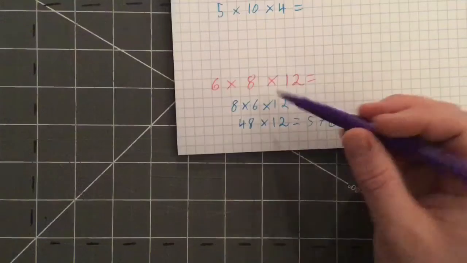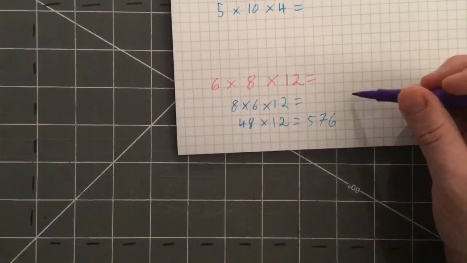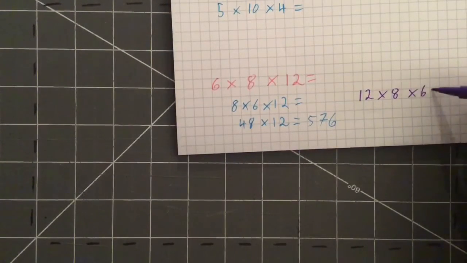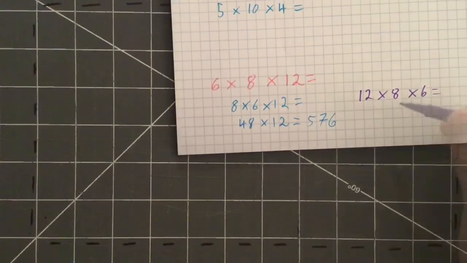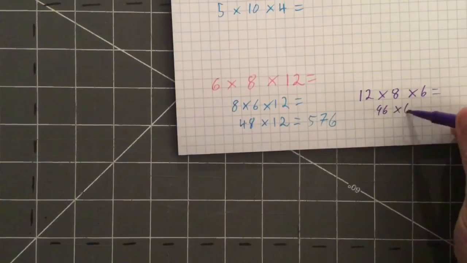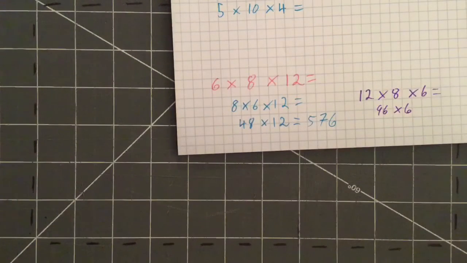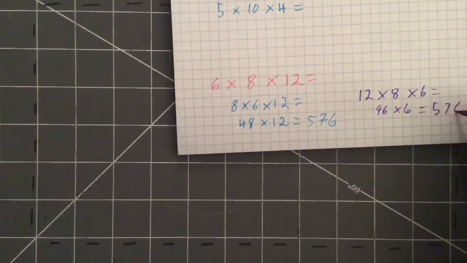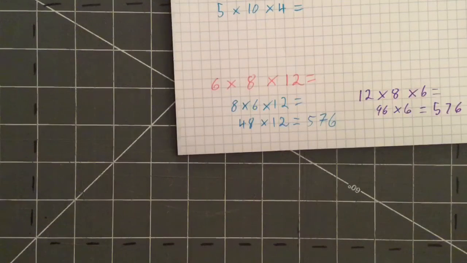Let's do it again. I did 8 times 6 times 12. This time, I'm going to do 12 times 8 times 6. What's 12 times 8? Well, it's 96. 96 times 6. Well, I know that 9 times 6 is 54, so 90 times 6 is 540. And then 6 times 6 is 36. So 36 plus 540 is 576. That's 2 ways.